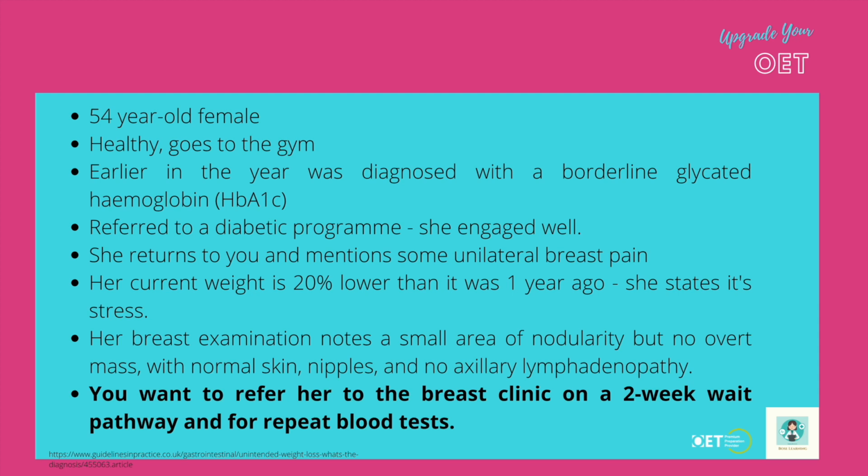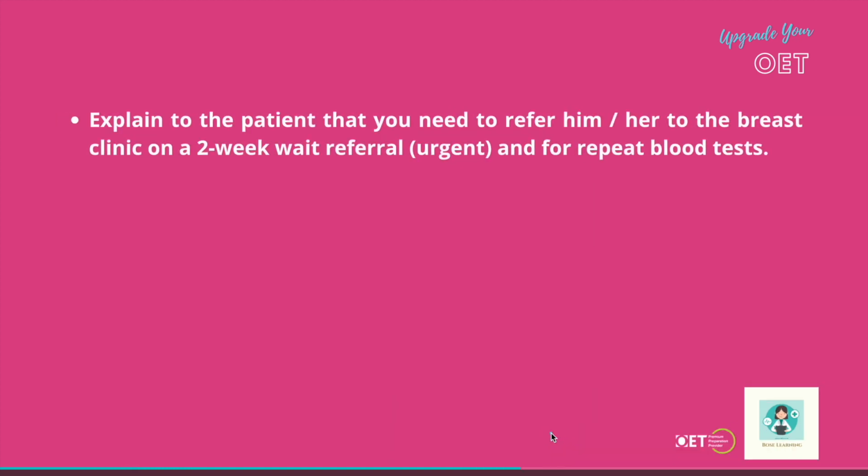Her breast examination notes a small area of nodularity but no overt mass, with normal skin, nipples, and no axillary lymphadenopathy. Now your task is to refer her and to explain to her that you're going to refer her to the breast clinic on a 2-week wait pathway. This is the most urgent pathway in the UK, so when you really want the test to come back quite quickly. And you're also going to send for repeat blood tests.